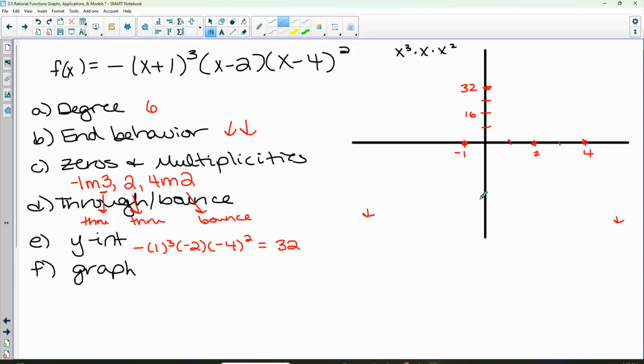Then we draw the graph. Remember, it has to be a curve, so no zigzags. It's starting down here. At -1, our graph should go through. So it's just going to hit that and keep going. Have to hit our y-axis at 32. Come back and hit the x-axis at 2. What happens at 2? Through. Come back and hit 4, and at 4 we bounce. So it should look something like that.